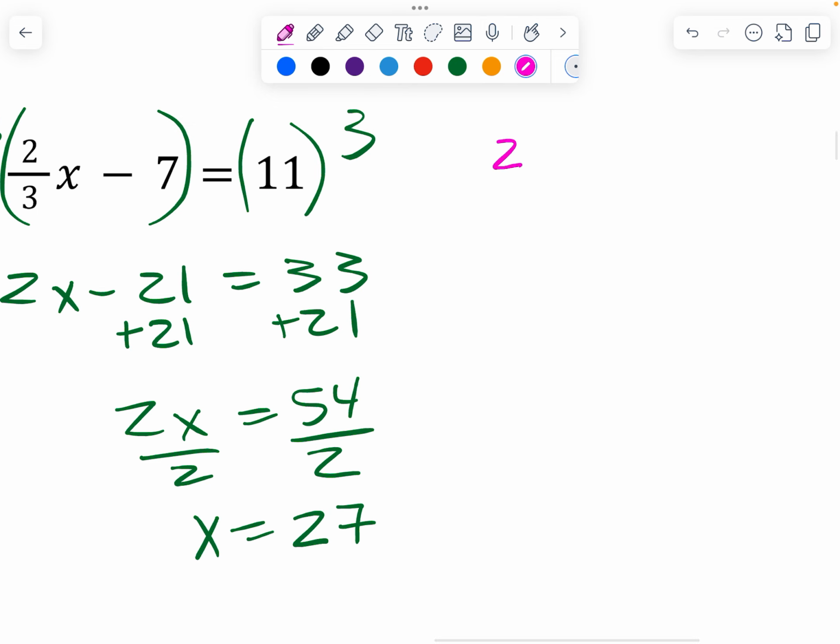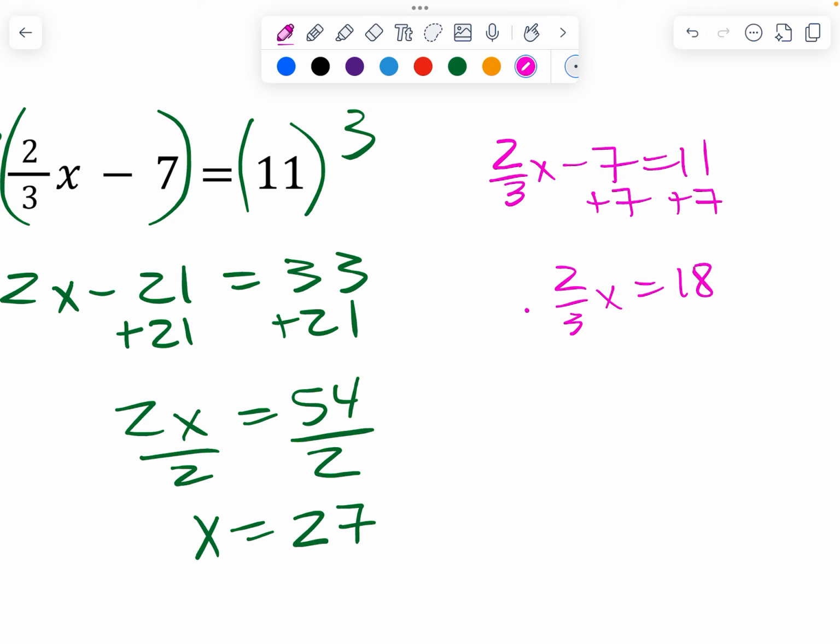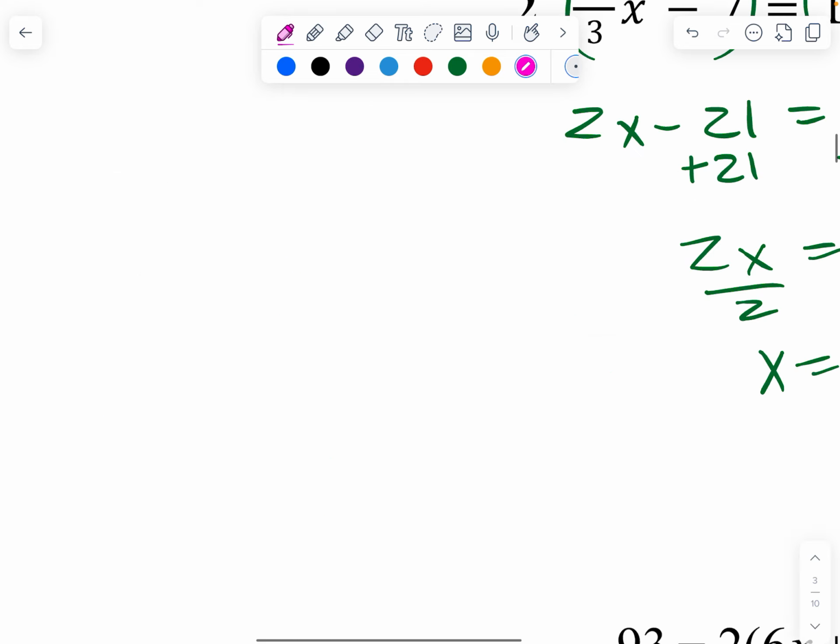Sure. 2/3 x minus 7 equals 11. Add 7 to both sides. Get 2/3 x equals 18. Multiply both sides by 3/2. X equals 2 goes into 18 9 times, and that still gives me 27. So either way would have worked.